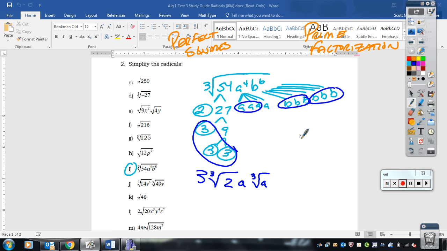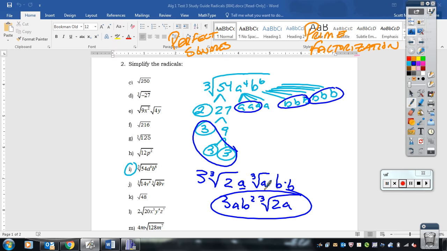Here's 1, 2 trios of b, so it's b times b, which is of course b squared. Send the cube root stuff back at the end, which is 2 and an a, and I have 3 a b squared, cube root of 2a. Not that hard if you take your time, split it up, look for triplets.